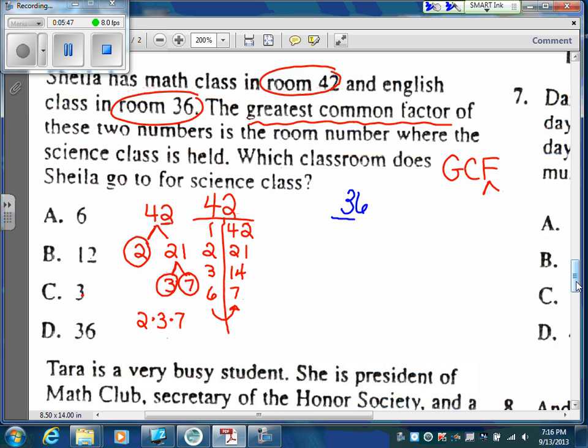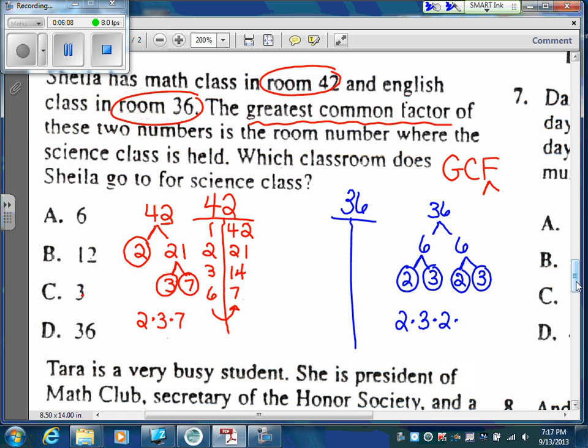My next one is 36. And again, I'm not 100% sure of all my factors, so I'm going to go ahead and break it down. I do know 6 times 6 is 36. Those are not prime. 2 times 3 is 6. Both of those are prime, so I'm going to circle and leave them alone. Same thing with the next one. Prime factorization is 2 times 3 times 2 times 3. And I start with my 1 times 36.